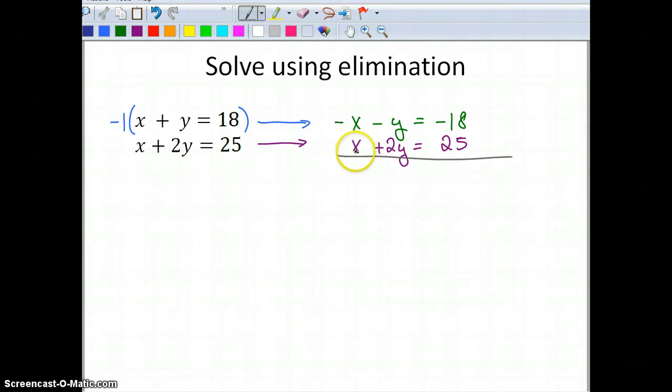A negative x combined with a positive x adds up to 0. Negative y combined with 2y gives me y. Drop down my equal sign. 25 combined with a negative 18 gives me 7. So now I know my y value is 7. I'm going to take either equation. I'm going to take the top one this time to find x.